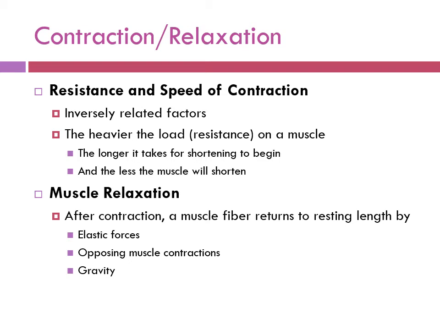After contraction, a muscle can return to resting length through elastic forces, which would be the elastic recoil of the muscle fibers. Titin is an elastic fiber. There's some elasticity in the surroundings of the muscle. Then there are opposing muscle contractions. So if you contract your biceps to flex your arm, you could then contract your triceps, and that would lengthen your biceps and straighten your arm. And then gravity. If you contract your biceps and then you decide to just let it go, gravity is going to drop your arm back down and re-lengthen that biceps muscle for you.